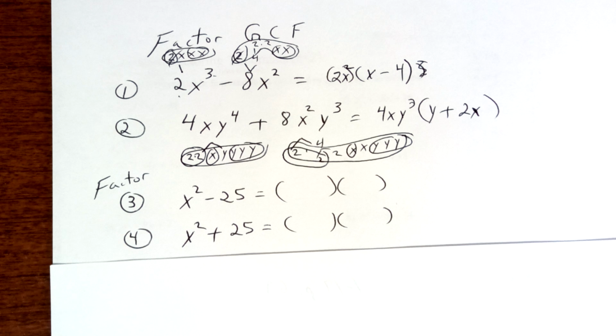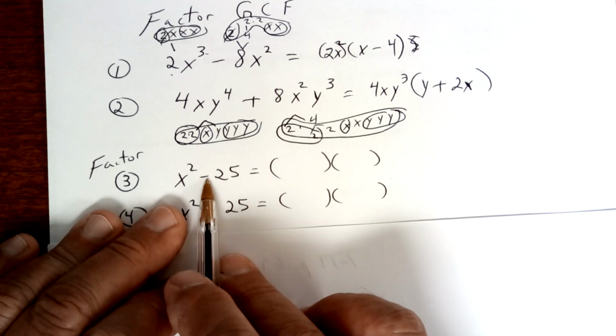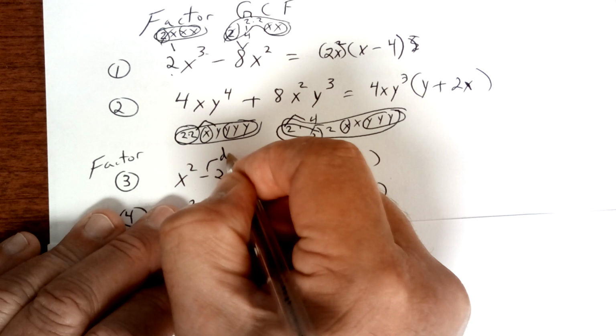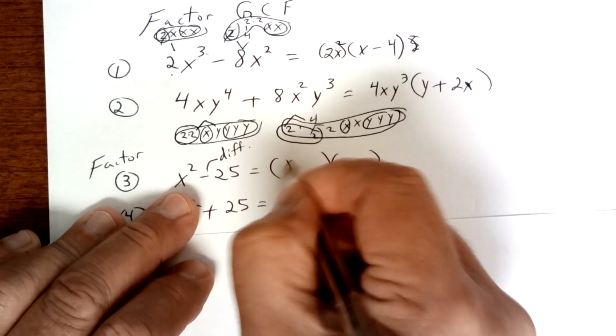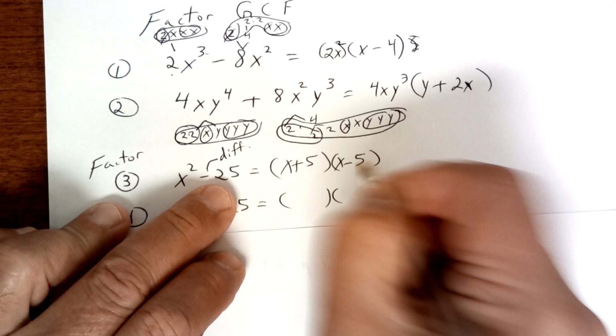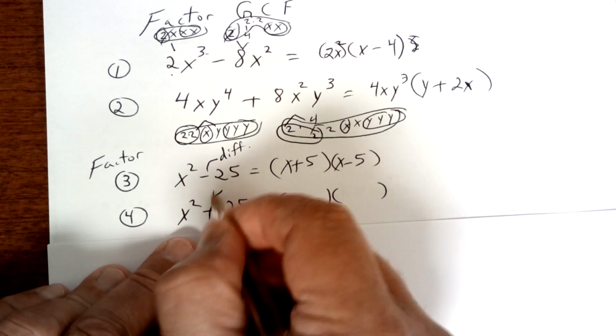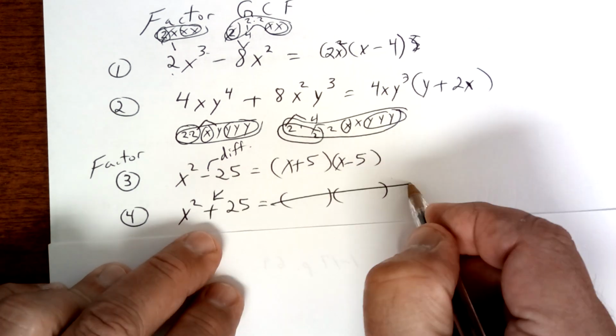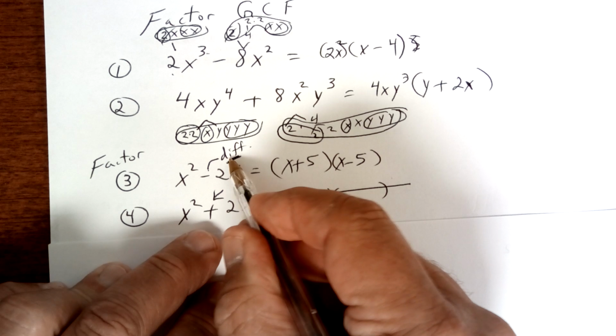I also taught you the difference of 2 squares. This is difference because it's a minus. So it's going to be x plus 5. 5 times 5 is 25. And x minus 5. This one's a plus. So you can't factor it because it's not a difference, see? So this one is prime.